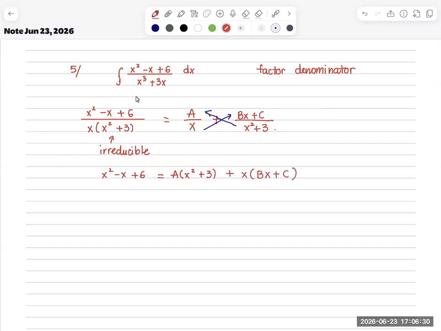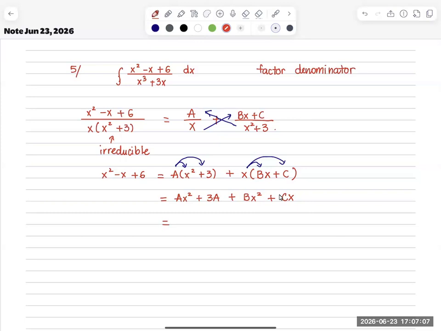There are two ways that we can find out what A, B, and C are. In class, I showed you one way, and I know another group uses another way. So I'm going to use that here as well, just in case you feel it's better. I'm going to distribute everything on the right hand side. Then I will have Ax squared plus 3A plus Bx squared plus Cx. Then combine like terms.